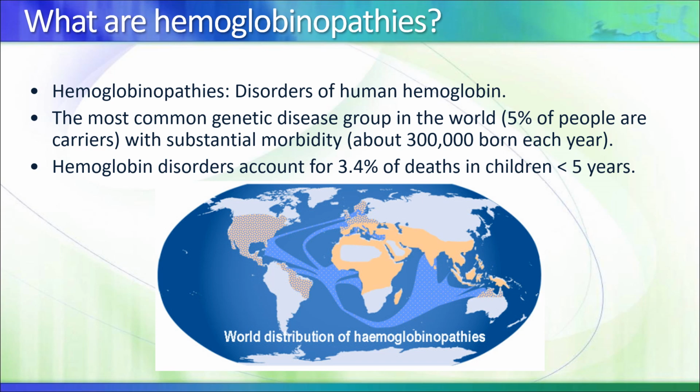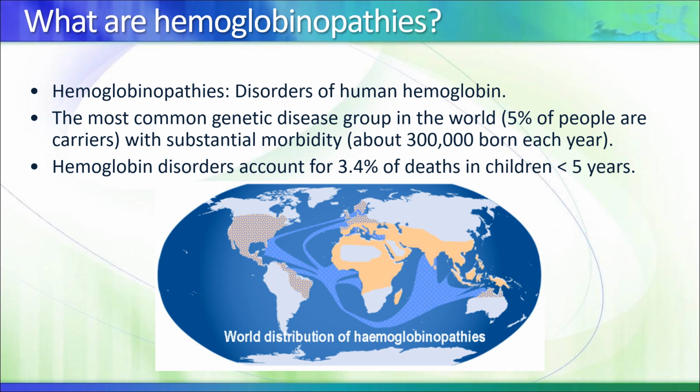Now, these are really serious diseases as a group because they are the most common, and we have 300,000 infants born each year with a hemoglobinopathy, and they account for about 3.4% of deaths in children below 5 years old. So we're talking about something that is quite serious.